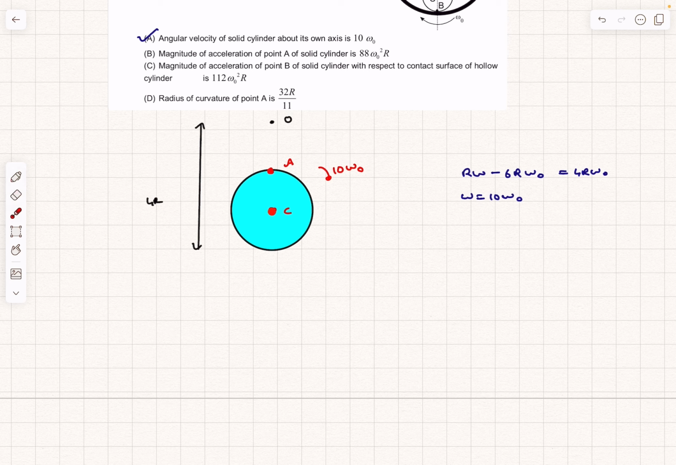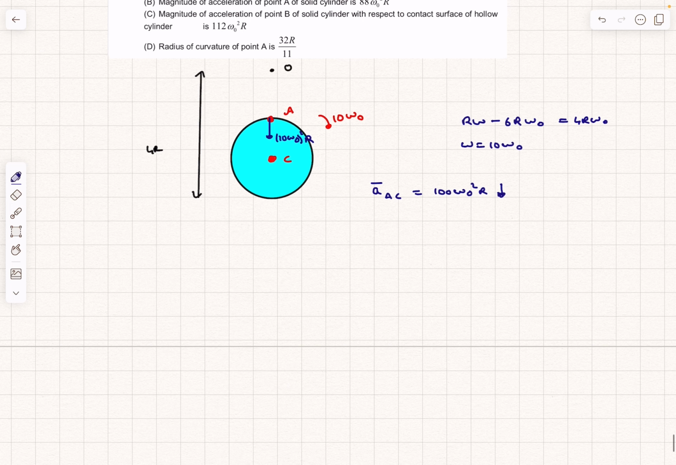Relative to the center, you can easily write the acceleration of the point A. It is simply going to be omega square r towards the center. So that is 10 omega naught square times r. So the acceleration of the point A relative to the center is actually 100 omega naught square r in the downward direction. Now we have to determine the acceleration of the center of mass.